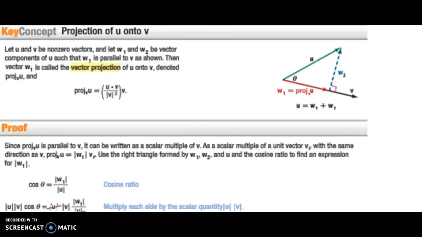Today we're going to be talking about vectors, specifically projection of u onto v. Let u and v be non-zero vectors, and then there are some component vectors, w1 and w2, such that w1 is known as the projection vector. It is the vector parallel to vector v shown. Then vector w1 is called the projection vector of u onto v, denoted as this. This is how we find it.